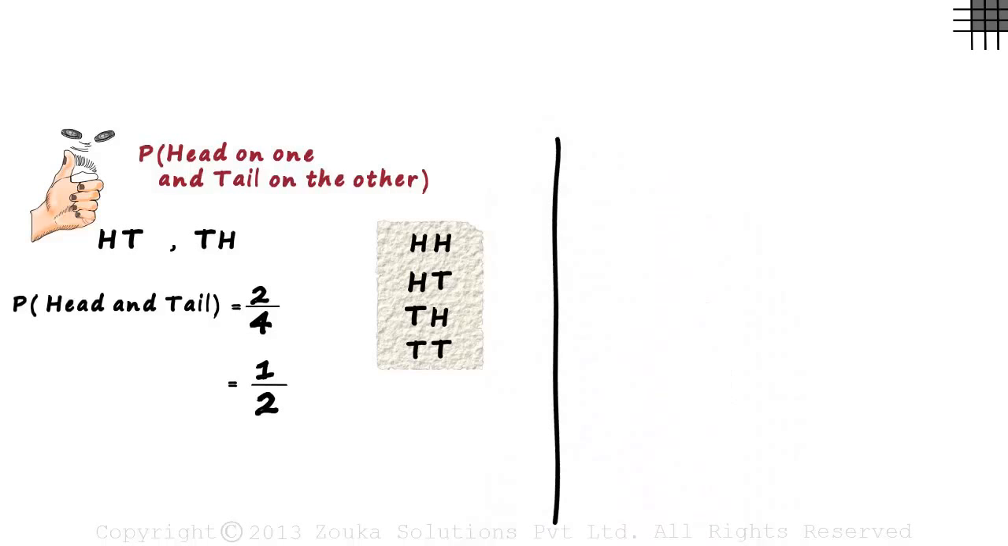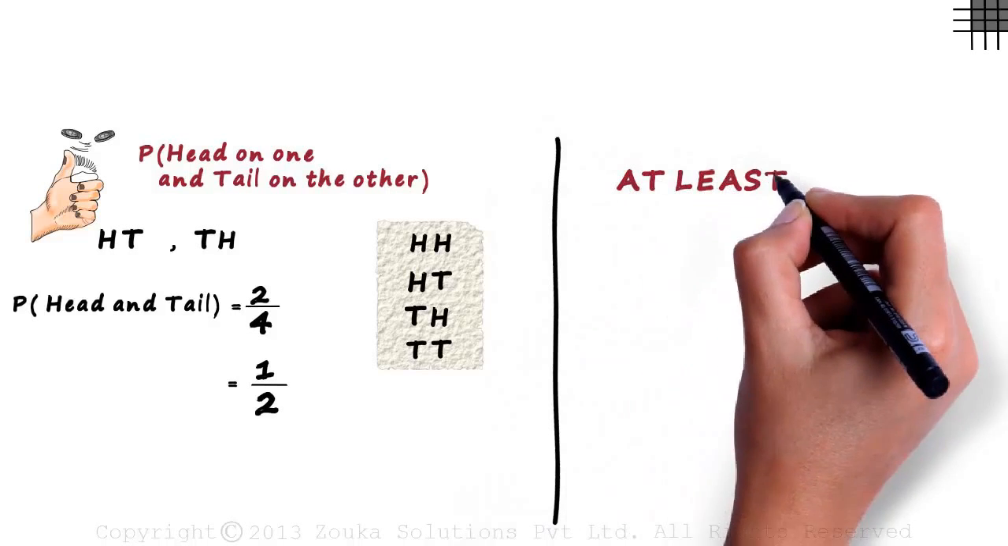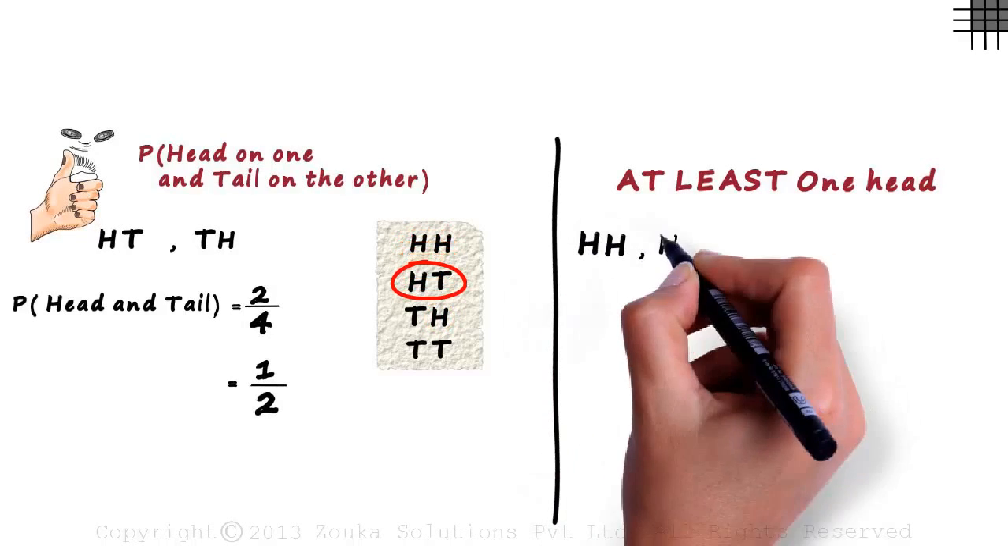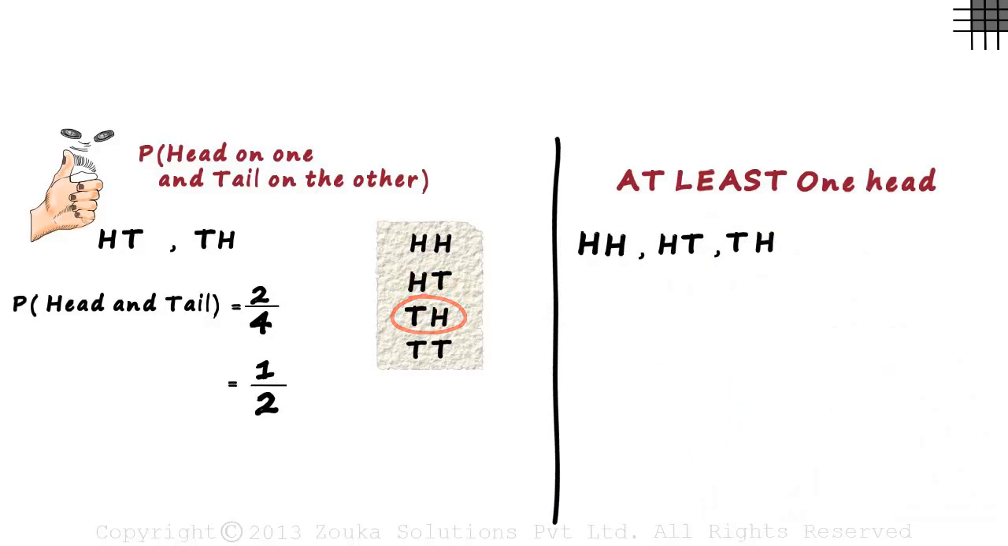What is the probability of getting at least one head when 2 coins are tossed simultaneously? We have to look at outcomes where we get at least one head. It means either one head or 2 heads. So the possibilities are head and head, head and tail, and tail and head.